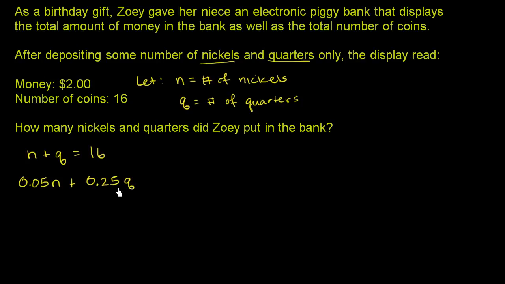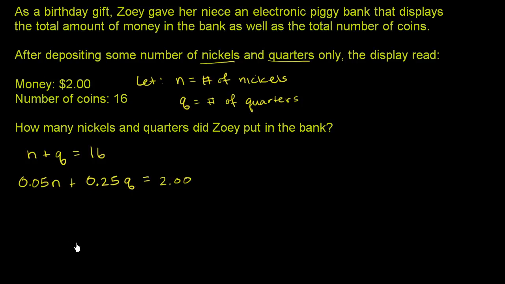For example, if I had 4 quarters and no nickels, I'd have 4 times 25 cents, which is $1, and no money due to nickels. So however many nickels times 5 cents plus however many quarters times 25 cents, that's the total amount of money I have. And her piggy bank tells me that is equal to $2. So we have two equations with two unknowns. We can solve for n and q.